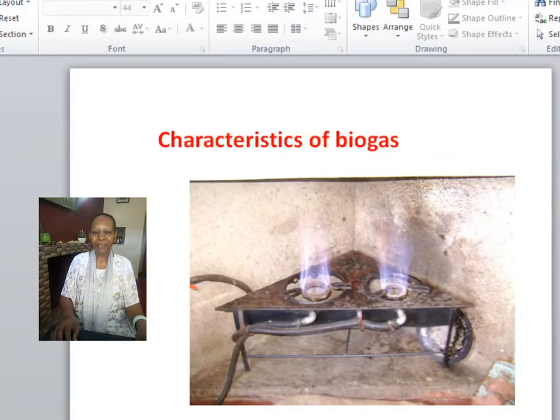So somebody might ask, what are the characteristics of biogas? Biogas is just like natural gas because they are both the same. It is colorless, you can't see it. It is odorless, and it burns with a blue flame. But sometimes you might get some smell or odor from biogas because there are impurities like sulfur dioxide. As I said, there are some impurities, and therefore they might give the biogas some smell. Otherwise, it is odorless and colorless itself.